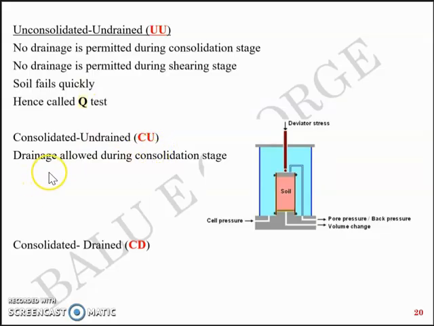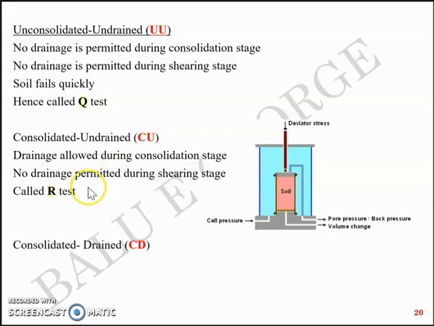Second is consolidated undrained test, in which drainage is allowed during consolidation stage, but drainage is not allowed during shearing stage. So consolidated, undrained. In consolidation stage, you allow drainage. In shearing stage, you do not allow drainage. It's called an R test.